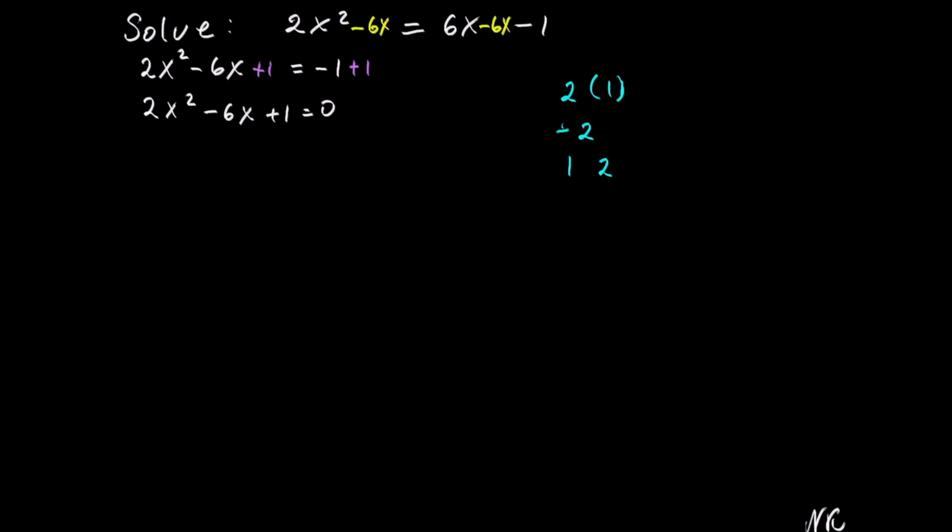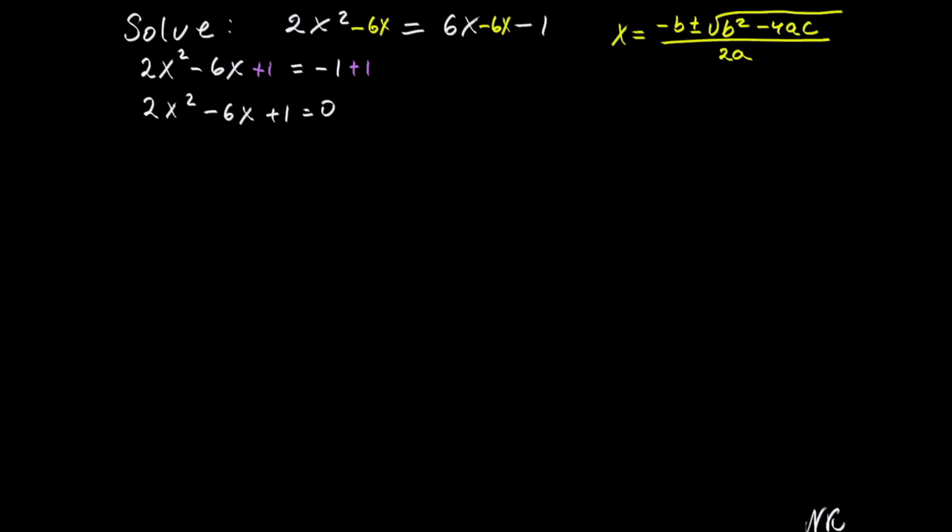Since the product is positive, we will look for a sum, and we need the sum to add up to negative 6. There is no way of making a sum from 1 and 2 being equal to 6, so we cannot use factoring to solve this problem.